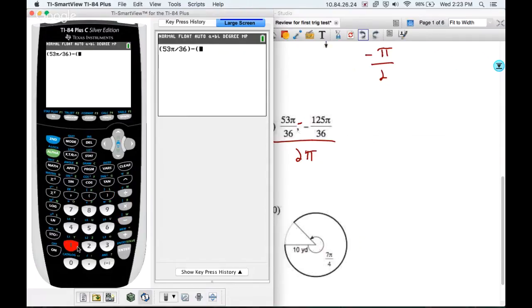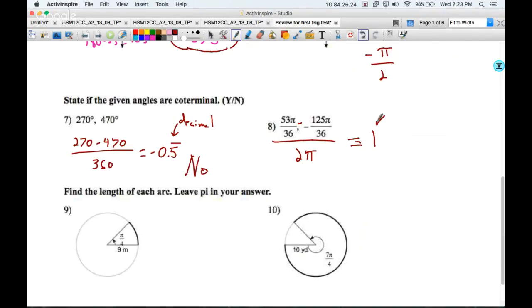minus the quantity 125 pi over 36. We'll just do that. I'll do it in 2 lines. Divide that by 2 pi, keep the 2 pi in its own set of parentheses, pretty important. And we get exactly -1. So there is exactly -1 rotations in between these 2 angles. So this equals -1, which is an integer.